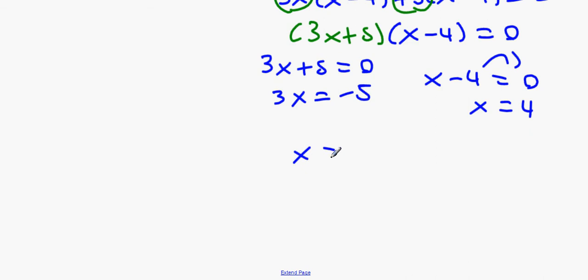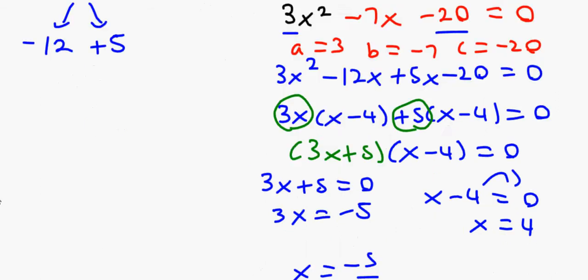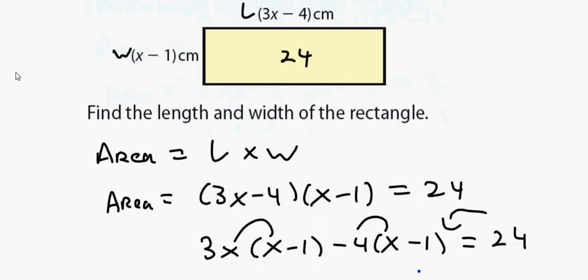Now we have to discount one of these. You could have done the minus b formula up here, by the way. You could have said a is 3, b is minus 7 and c is minus 20 for the minus b formula if you wanted to do it that way. Now we've got to look at these two answers, right? So x equals 4 or x equals minus 5 over 3.